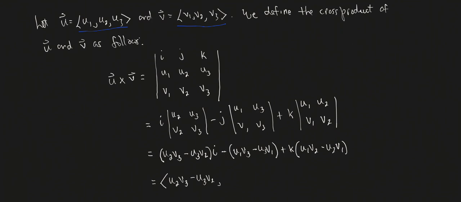Now what I'm going to do is distribute the negative sign, and then it's going to make this term positive. So U3V1, and then this term negative, U1V3, and then comma, and then here I'll just write down the third component, U1V2 minus U2V1, right? So yes, as I'm saying, we have 3 vectors on our screen.